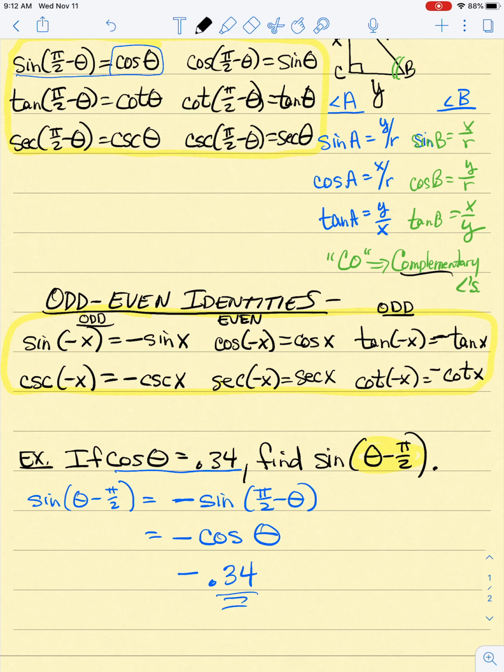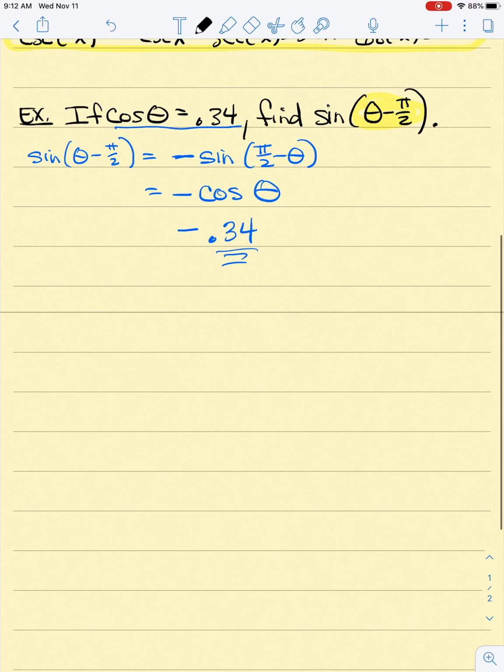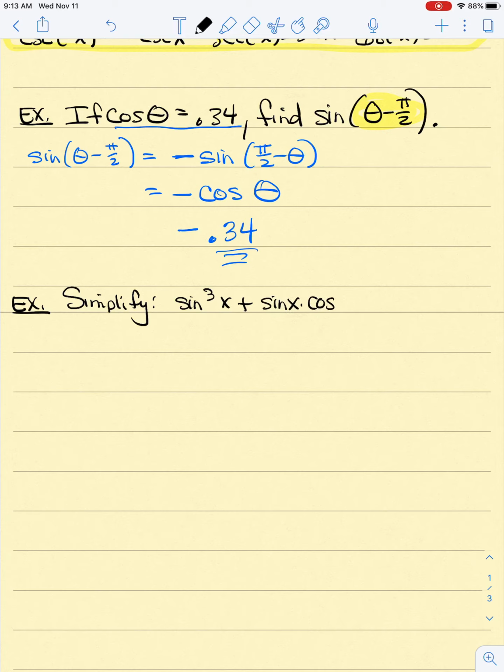All right, so what else can we use these identities for? A couple more examples here. Let's say I ask you to simplify sine cubed x plus sine x times cosine squared x. And I want you to simplify that out as best you can.